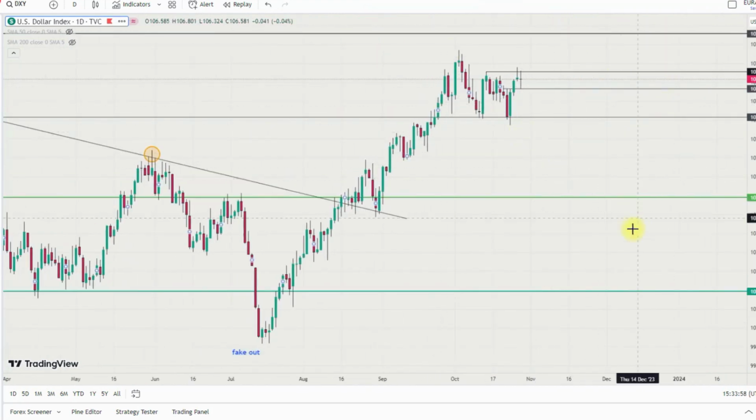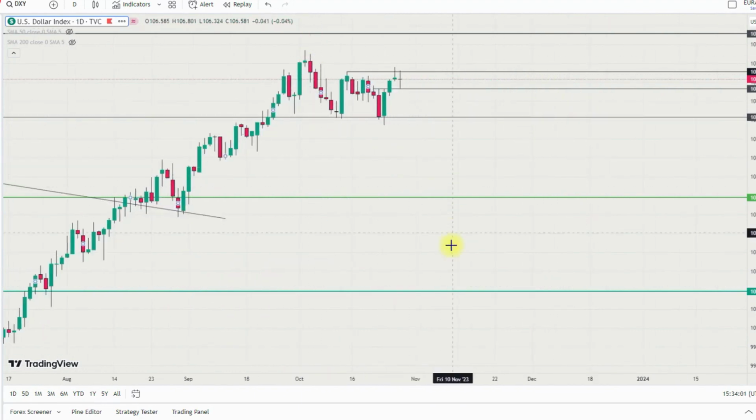The break of 106.787, that is the next target I'm looking at.